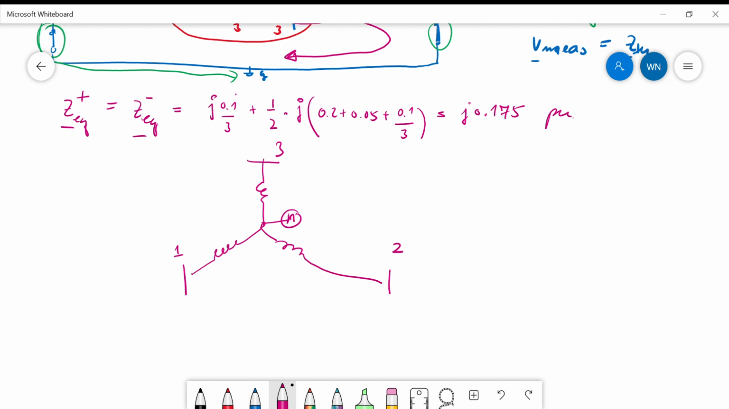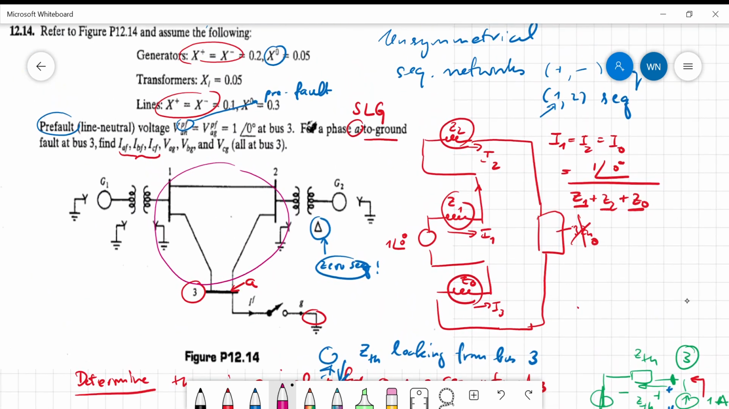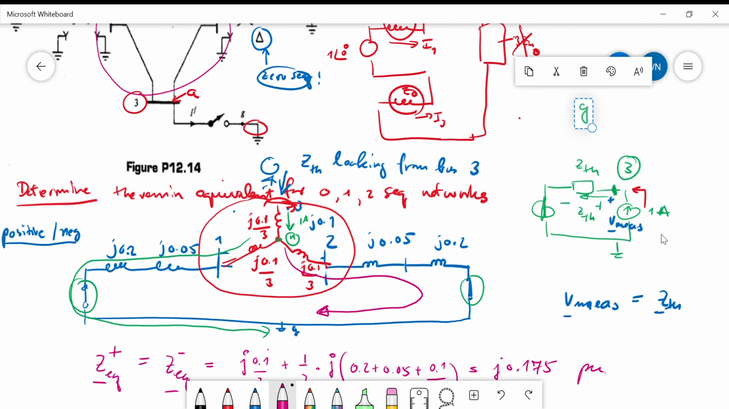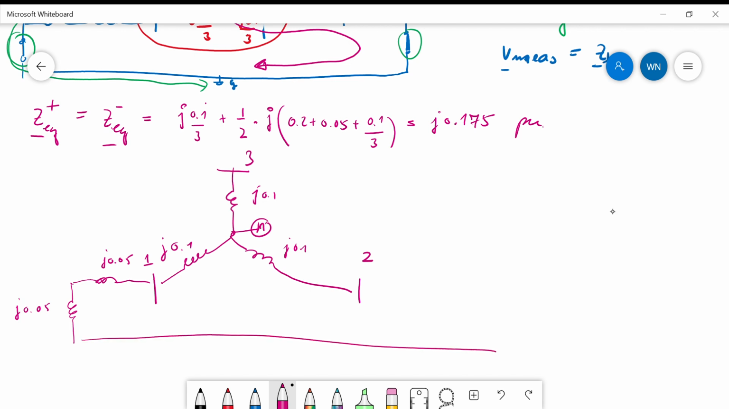Okay, so the parameter given here, the zero sequence of the transmission line, is given as 0.3. This is simple, right? If this is 0.3, then each of these branches is 0.1. And for this side, you have the transformer and the generator. The transformer parameter is 0.05, which remains unchanged from the positive sequence, and the zero sequence of the generator is 0.5 as well. So we can draw it in this way, right?